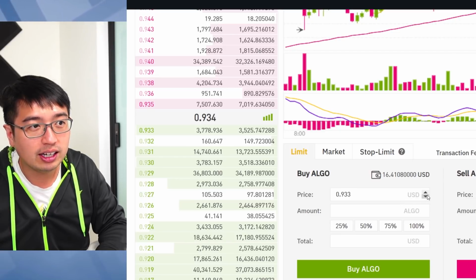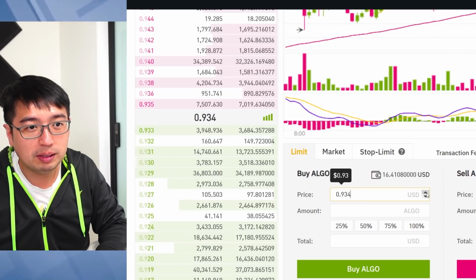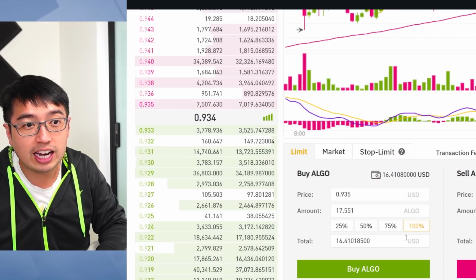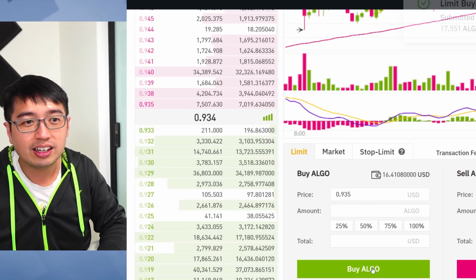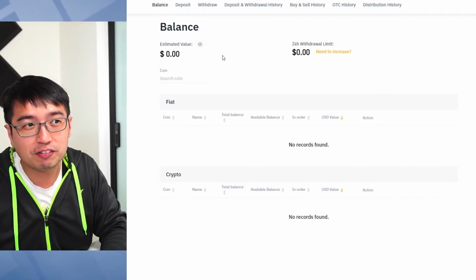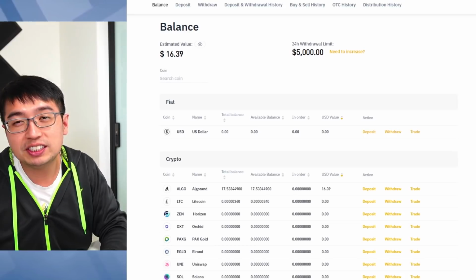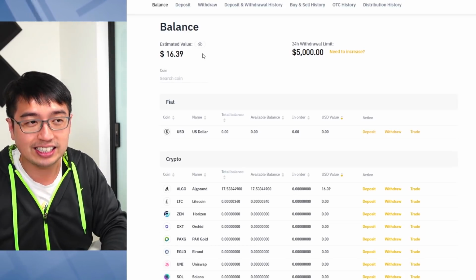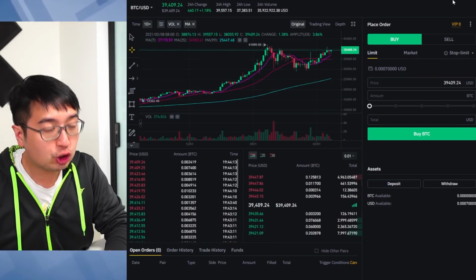I'm going to pick that bid and then pump it up, and then I'm going to set it for 935. I'm going to match that, and I want 100% of it, and my order has been filled. We had $16.41 earlier. Now we have $16.39. And this is the advanced trading tab.